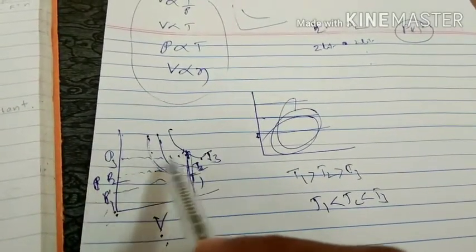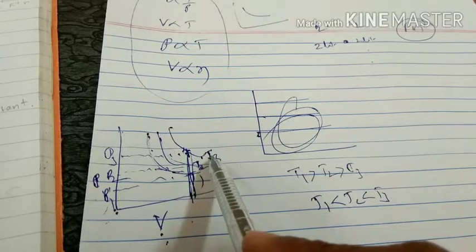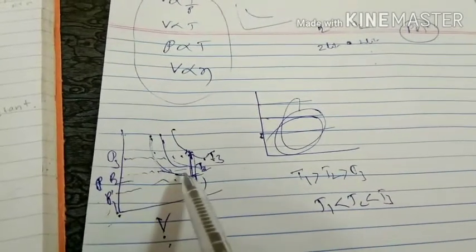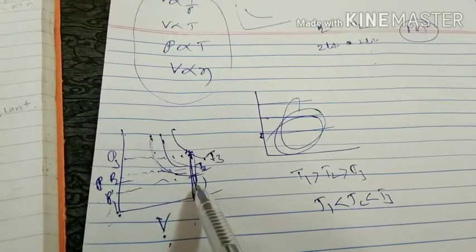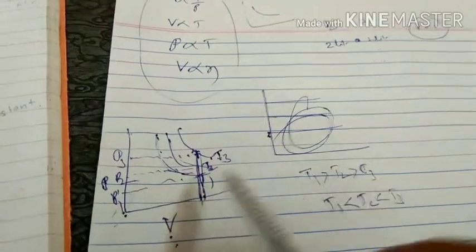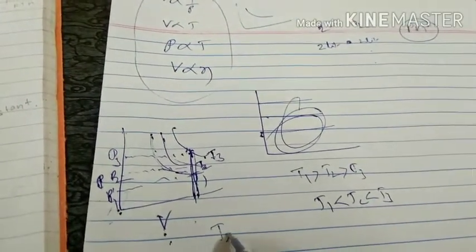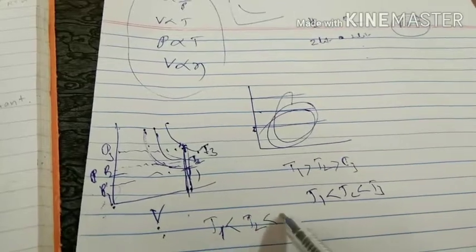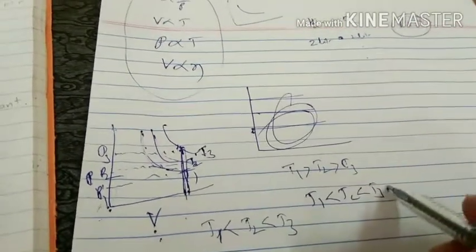That means T3 is more, because P3 is more already. T1 is less because P1 is less. So what is the relation? T1 less than T2 less than T3. That means the second expression.